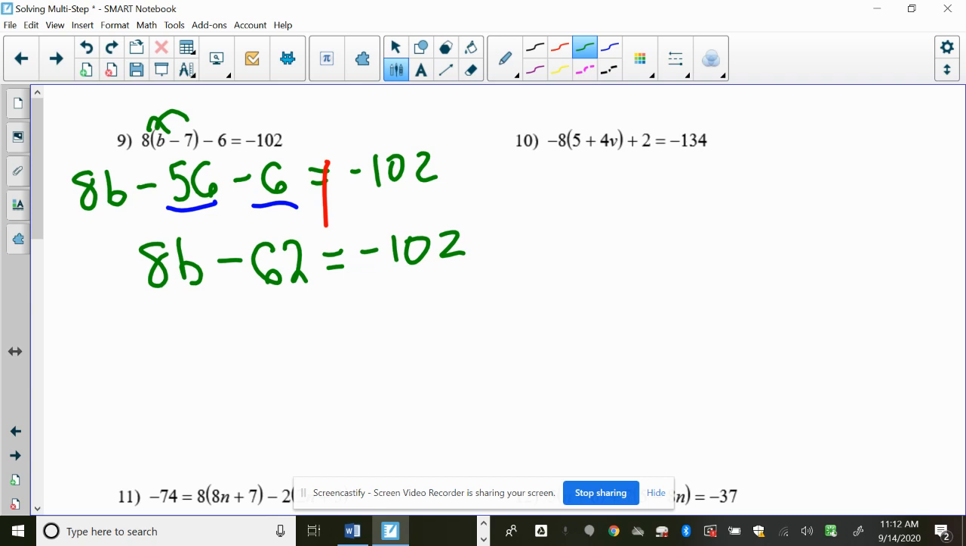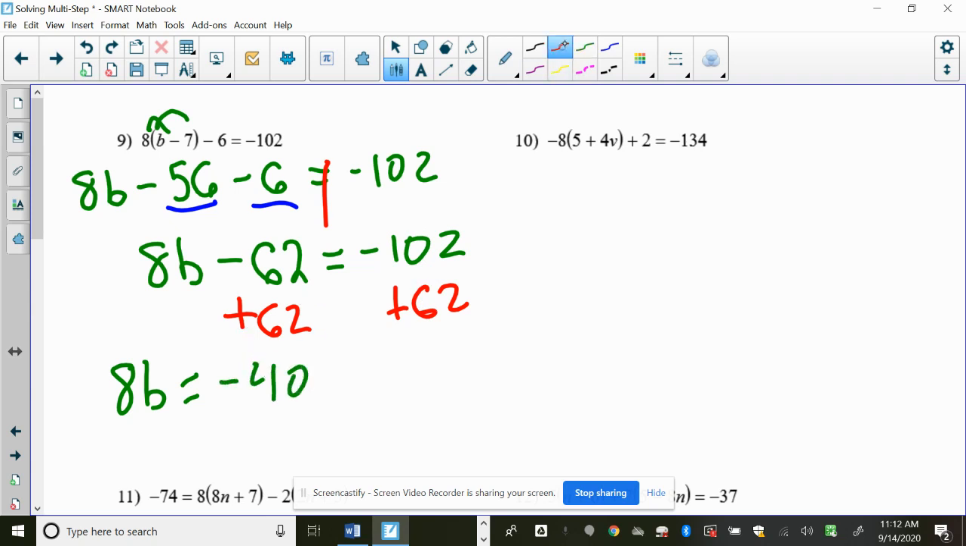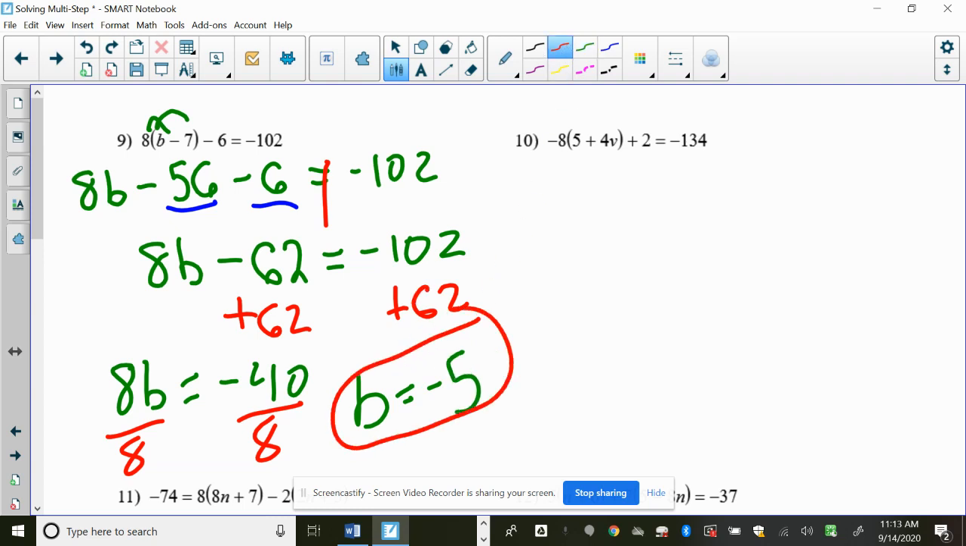Now we're all the way to the point where this could have been a problem from yesterday. So it gets simpler as we do steps. So next we'd add 62 to both sides. So we have 8b equals negative 102 plus 62. It's negative 40. Divide both sides by 8. So negative 5. Okay, let's try another one.